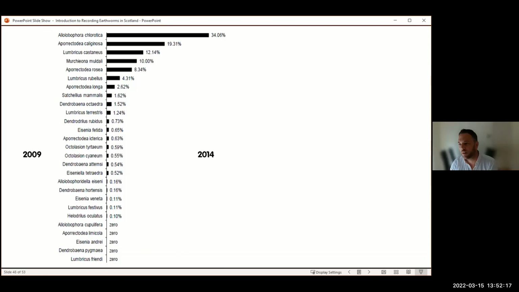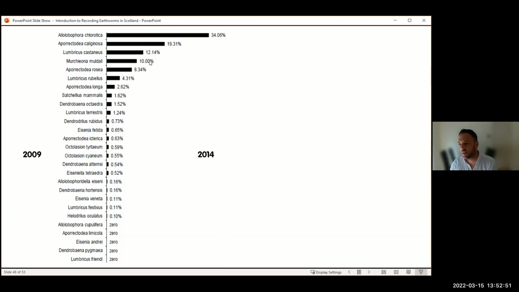Well, if we look at 2009, a Natural England report mapped out how many earthworms belong to each species from the data that was available. And what we can see here is that Natural England was stating that 34.06% of earthworms from surveys belonged to Allolobophora chlorotica, which is a little green worm that loves disturbed soil. And it's over a third of the earthworms that were found in their data. And this was a collation of different research data sets.